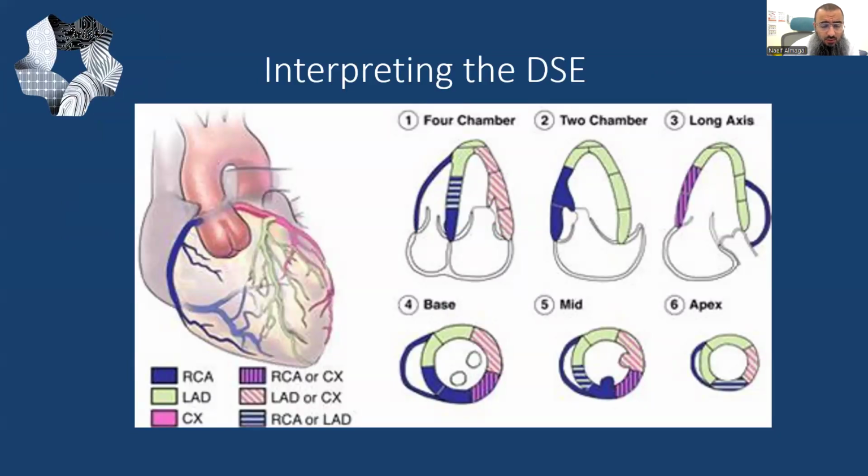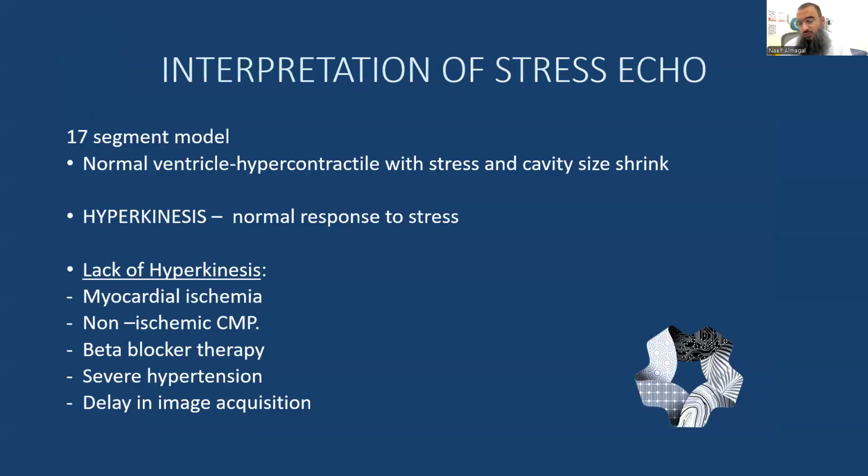To interpret dobutamine stress echo, we are using the 17 segment classification, and based on this segmentation, we can assess the regional wall abnormality and the culprit vessel at the end. This is also very helpful in case of revascularization to guide us which myocardium is viable, and which myocardium is already infarcted.